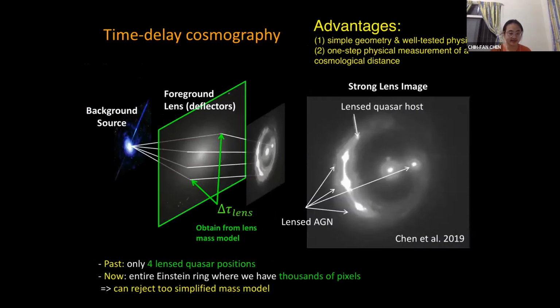So the next key ingredient is high angular resolution imaging. In the past, when we only had the four lensed quasar positions, many lens models could reproduce the quasar positions, so there was a lot of degeneracy. However, with the entire Einstein ring, where we have thousands of pixels, we can reject simplified mass models and place strong constraints on the mass distribution.